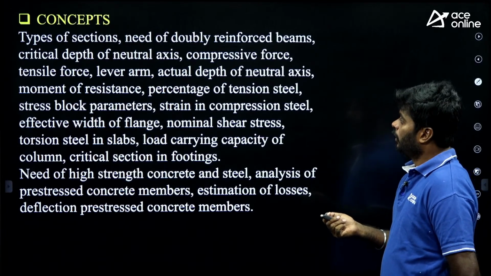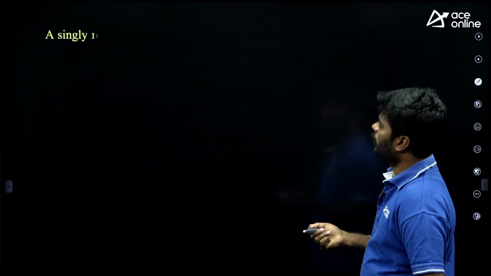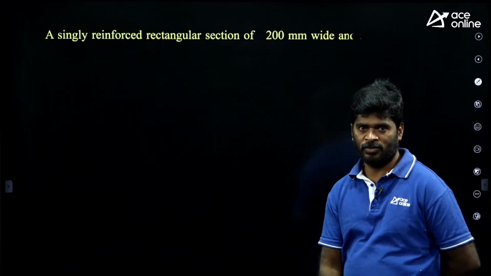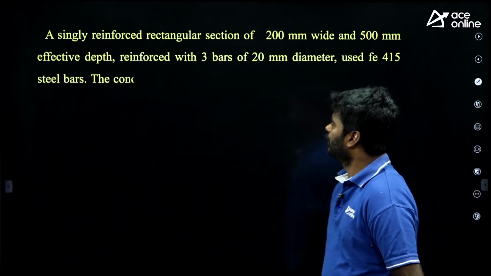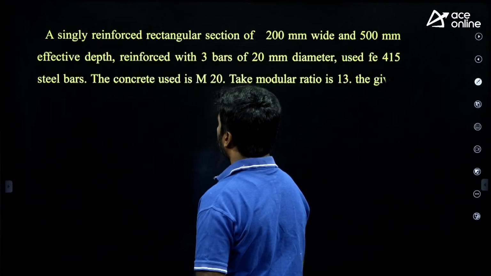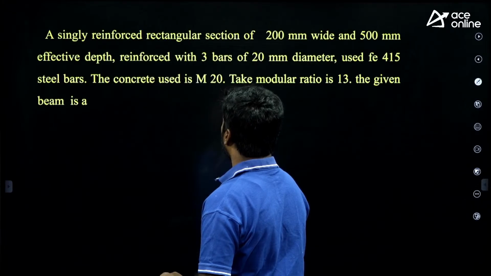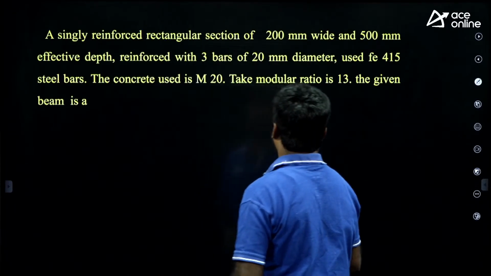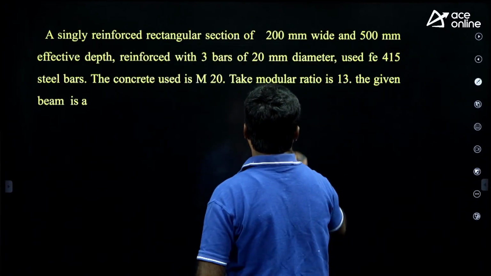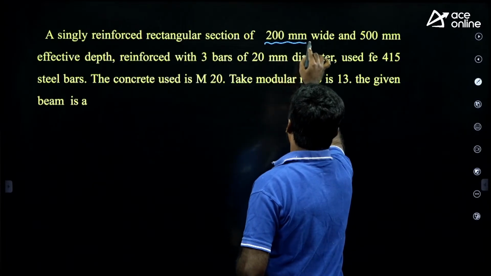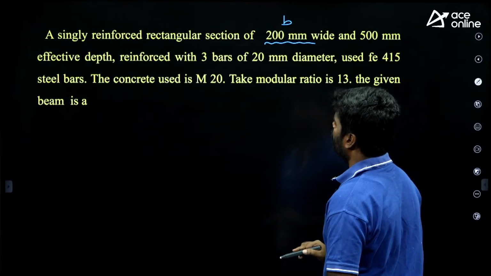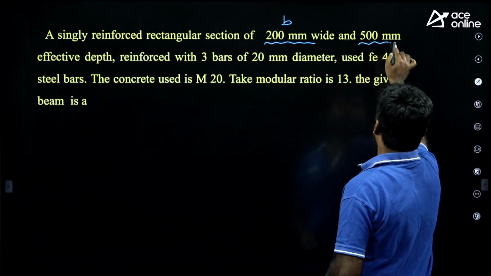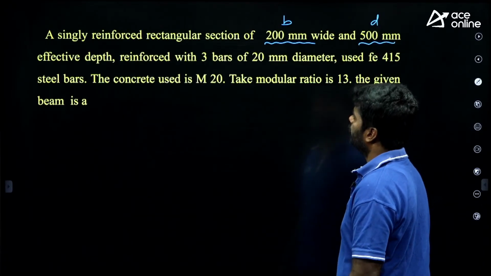Okay, fine. Coming to the questions, we'll see. We'll work out the questions here. First question is that a singly reinforced rectangular section of 200 mm wide, my dear, width of the beam given 200 mm and 500 mm effective depth. Yes, effective depth given 500 mm.